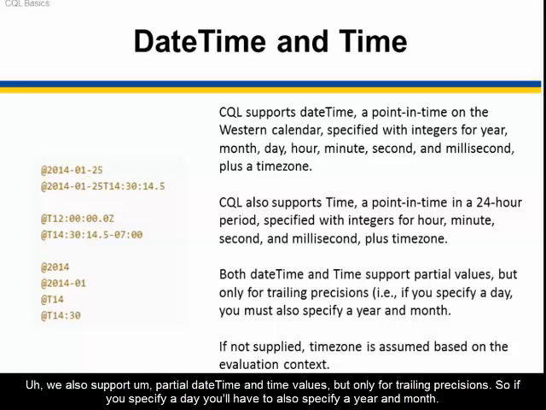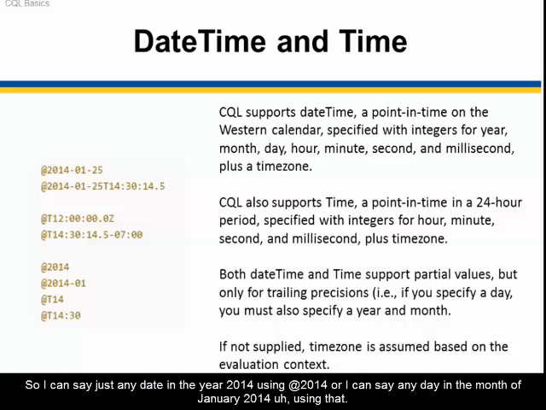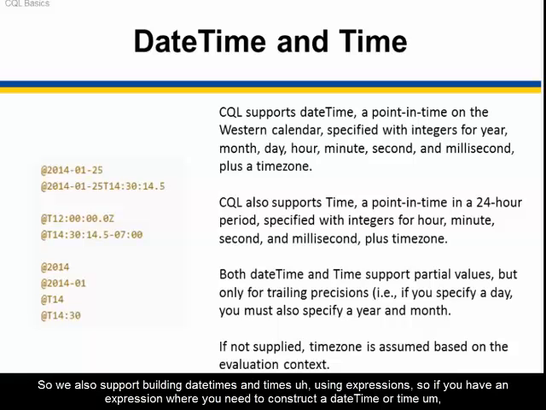We also support partial date, time, and time values, but only for trailing precisions. So if you specify a day, you have to also specify a year and month. That's just implicit in the way that the literal is built here, and the way that the expression is written. But just making that explicit. So I can say just any date in the year 2014 using @2014. Or I can say any day in the month of January 2014 using that.